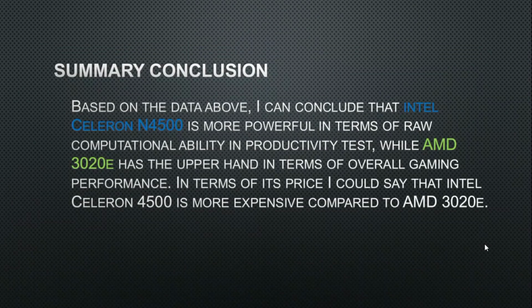For our summary conclusion, based on the data above, I can conclude that the Intel Celeron N4500 is more powerful in terms of raw computational ability and productivity tests, while the AMD 3020E has the upper hand in terms of overall gaming performance. In terms of price, I could say that the Intel Celeron N4500 is more expensive compared to the AMD 3020E. And for the sites where I got the data, you can check Technical City and Notebook Check.